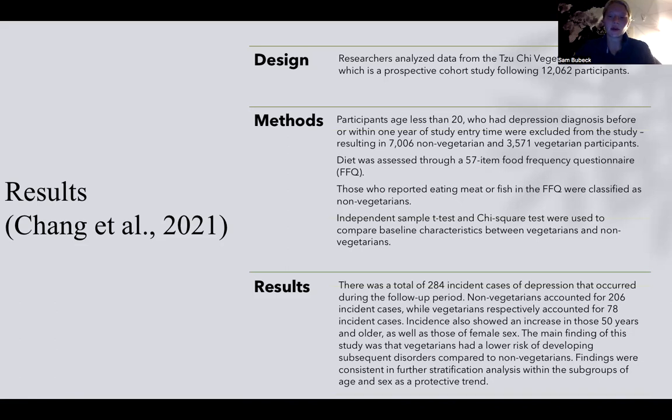Incidents also showed an increase in those 50 years and older, as well as those of female sex. The main findings of the study were that vegetarians had a lower risk of developing subsequent disorders compared to non-vegetarians. Findings were consistent in further stratification analysis within the subgroups of age and sex as a protective trend. So this study found that age was a huge factor and sex was a huge factor.